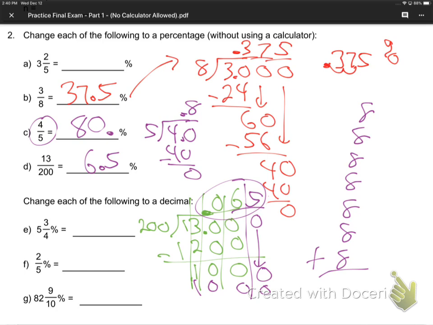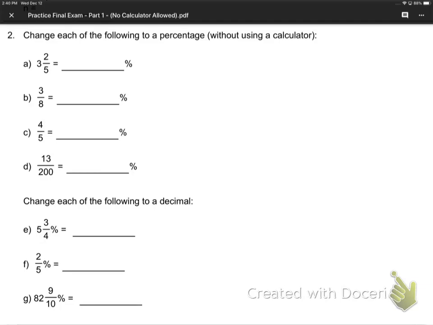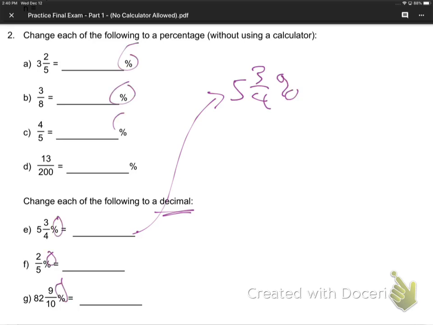Okay, we just have moments left. How about E and F? Let's do those. E, 5 3/4, changed to decimal. So it is a percentage right now. So you notice these start with percentages, the other ones ended. So it is a percentage.